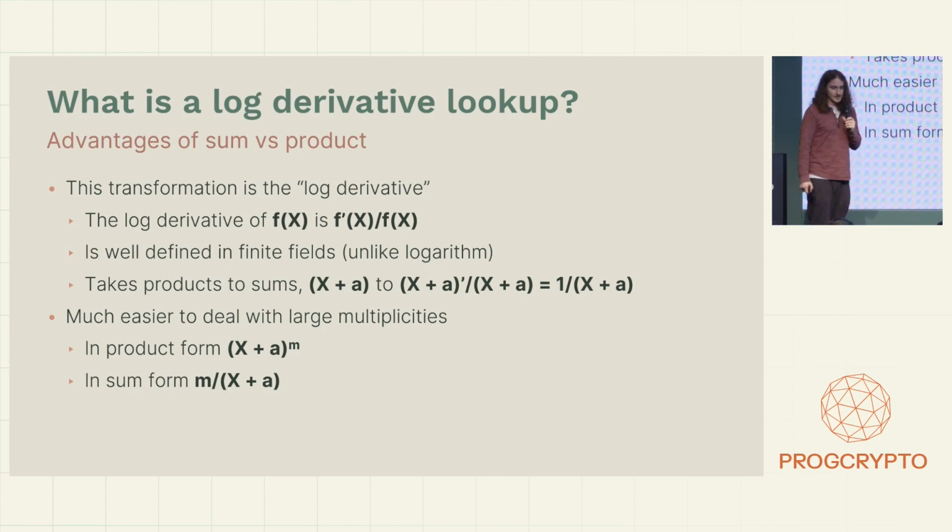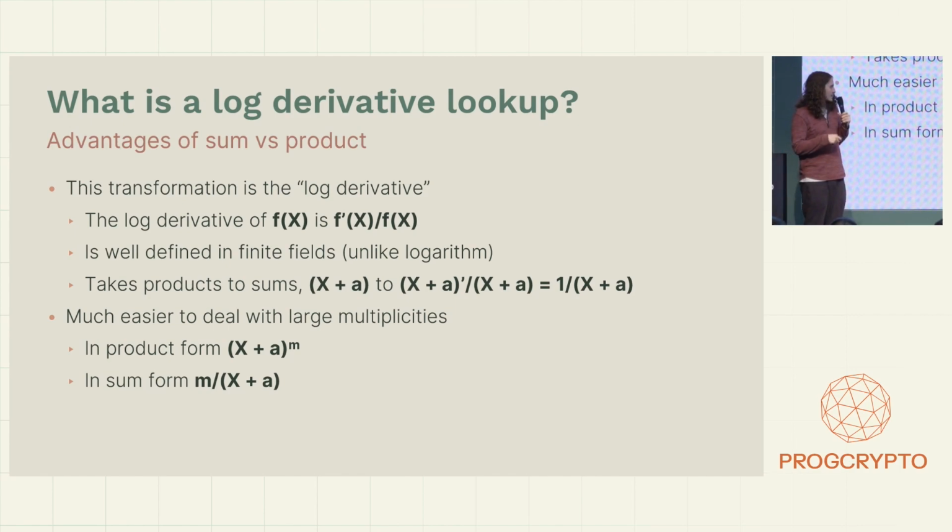So this transformation is actually formalizable, and this is where the log derivative term comes from. The logarithm from calculus takes numbers to numbers and multiplication to addition. It turns out that there's actually a purely algebraic version of the logarithm called the log derivative. If you take the derivative of a logarithm, it's just the derivative of f divided by f, where the derivative can be defined formally. And because this operation is entirely algebraic, it's well defined over finite fields, unlike a normal logarithm.